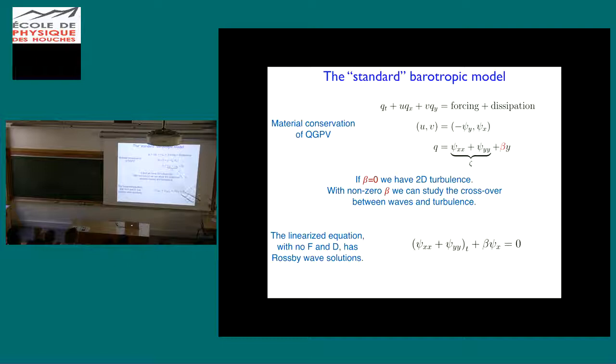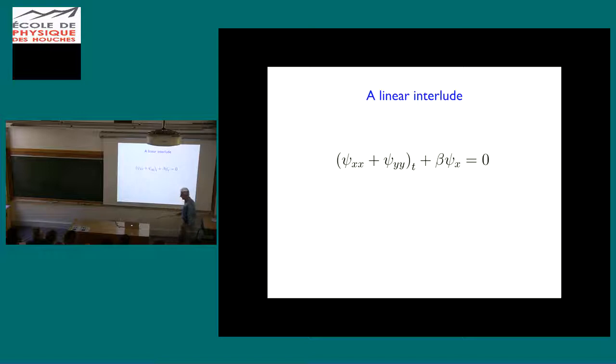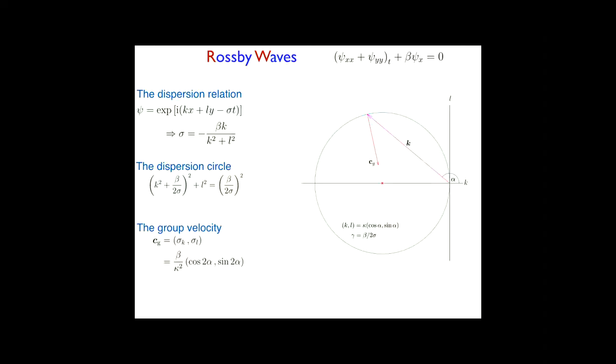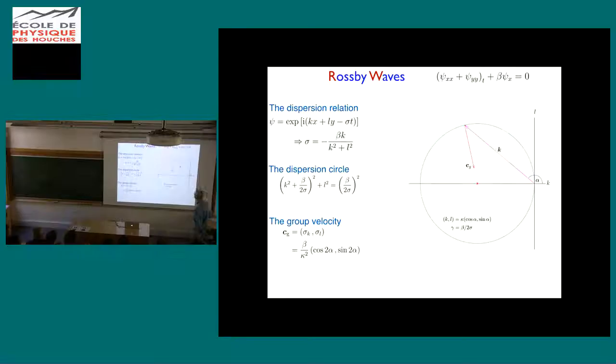That is, if I just look at the linearized equation and suppress the forcing and dissipation, then I've got this non-trivial linear problem to solve. Okay. So before we start, we've talked about pure turbulence. We should talk a little bit about pure waves, that is, the solutions of the linearized equation. So there's going to be a little linear interlude here where I talk about the linear Rossby wave equation for just three or four slides. Many of you have probably seen this, but I think it's worthwhile, for those who haven't, to fully understand how complicated Rossby waves are.